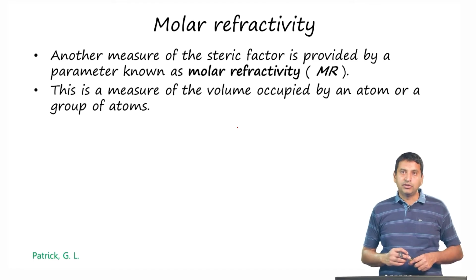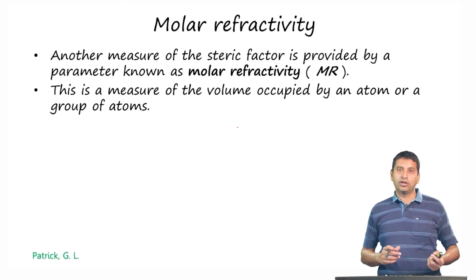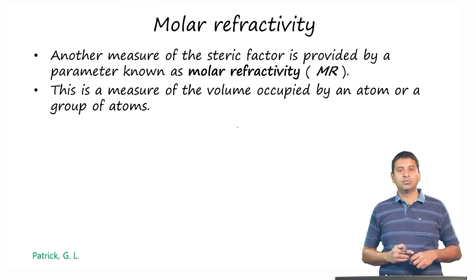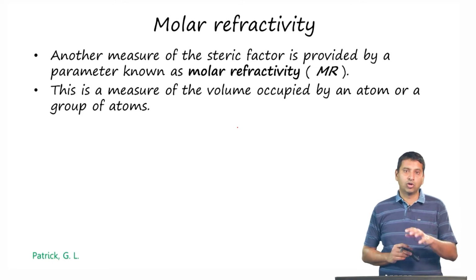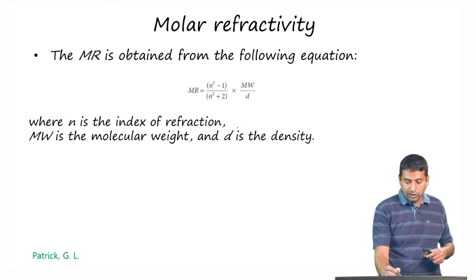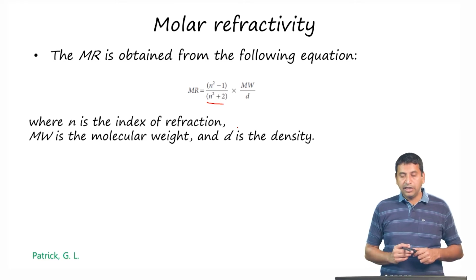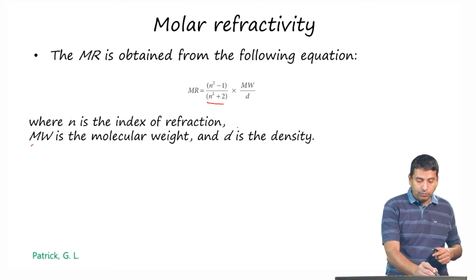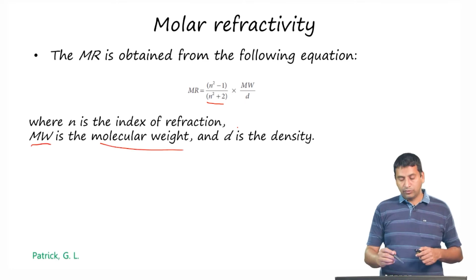The next parameter that we would like to define for our QSAR analysis is molar refractivity. So, this is also a measure of steric factor, and it gives us a measure of the volume occupied by an atom or a group of atoms. So, the equation that we follow is the following. Here we have (n² − 1) divided by (n² + 2) times MW divided by d. Here MW is the molecular weight of the compound and d is the density.